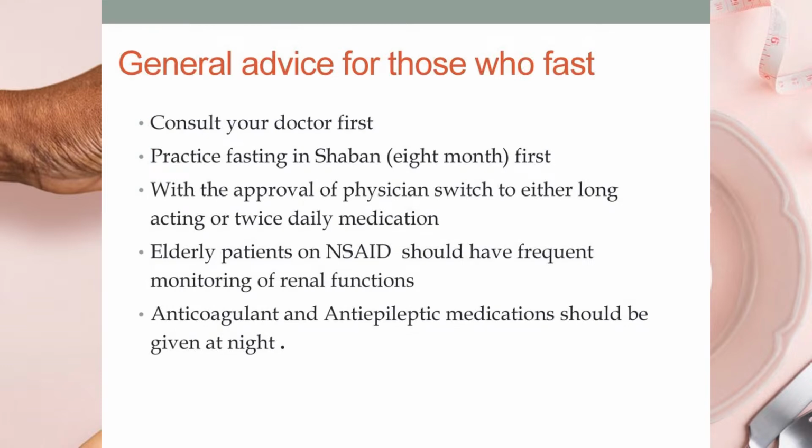So, when they come, what advice would you give them or should you be giving them? The first one is consult your doctor. I mean, you're going to participate in a month length fasting for a chronic disease that is severe and can affect your health acutely and in a chronic manner. So once that is done, even before then, you should start practicing in the 8th month, because usually it's done in the 9th month of the Muslim calendar. So a month before, you should try and see whether you're able to tolerate the medications you are using vis-a-vis the fasting. And then with the approval of the physician, switch to other long-acting or twice daily medications.